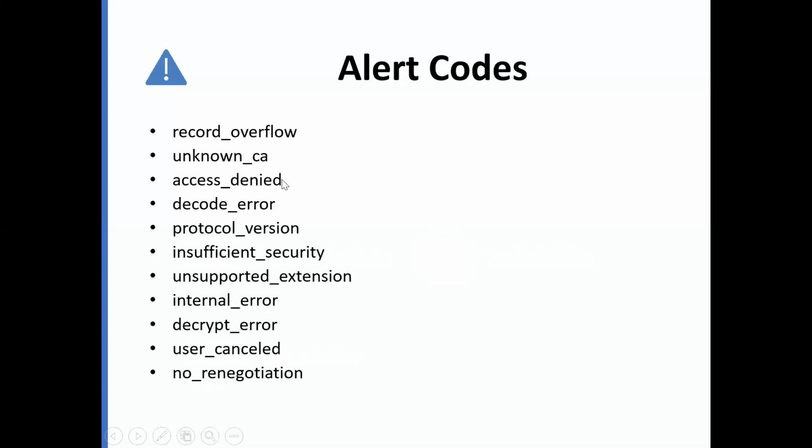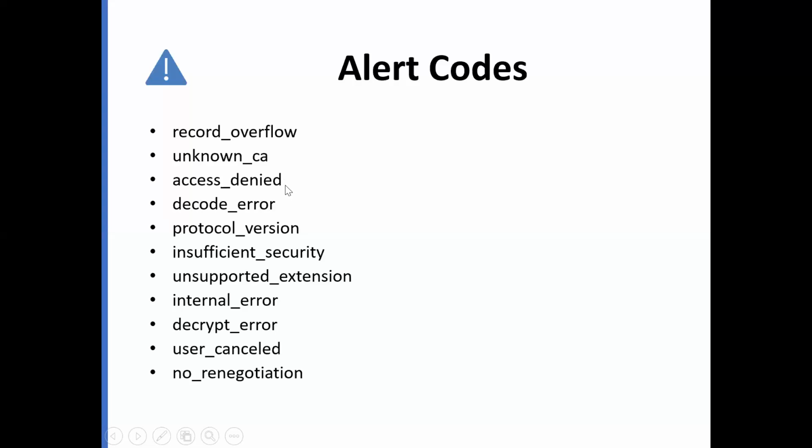Then access denied. Either of the two entities is going to receive the certificates here, but either of the entities is not giving access control for that particular certificate, then they're going to get the message. Access denied means what? First the certificate is valid, that is no problem, but after receiving the certificate, either of the entities is not giving any access control for that certificate. That is what access denied. Then decode error.